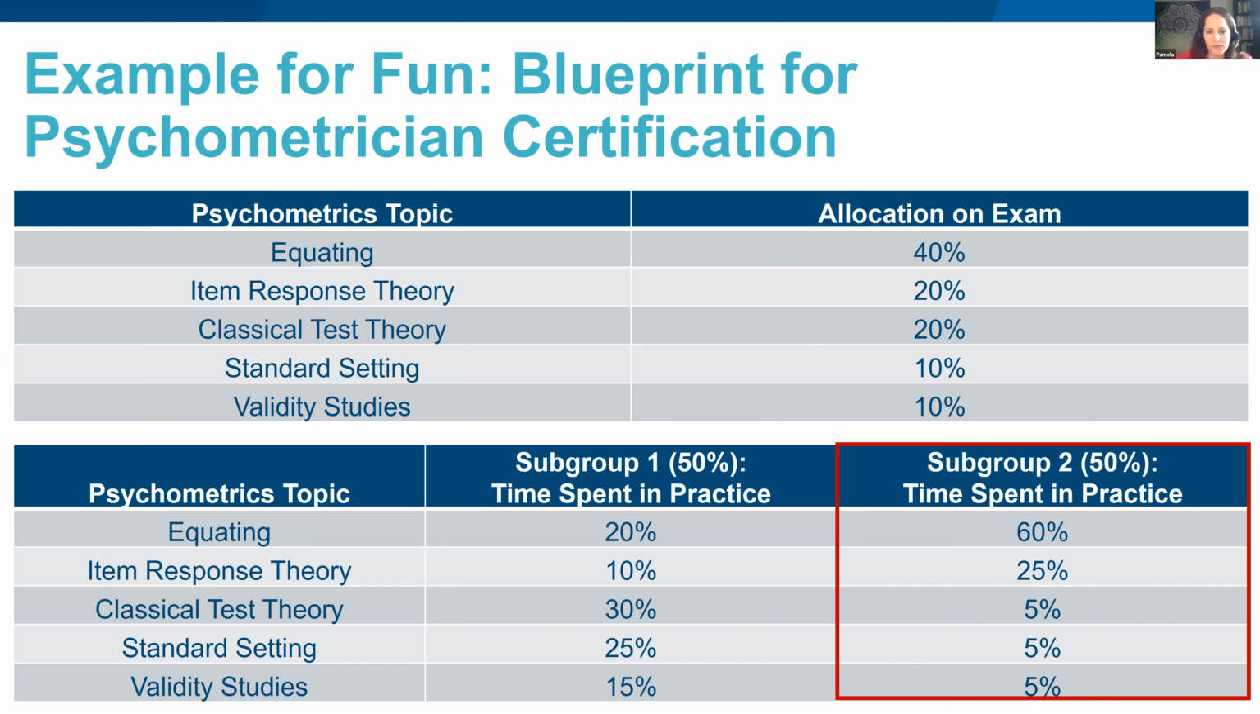And then maybe you have the other 50% of your population that has a bit more of a focus on, say, equating. So it doesn't really look exactly like the other group. They mostly focus on equating, then IRT, not much of anything else.